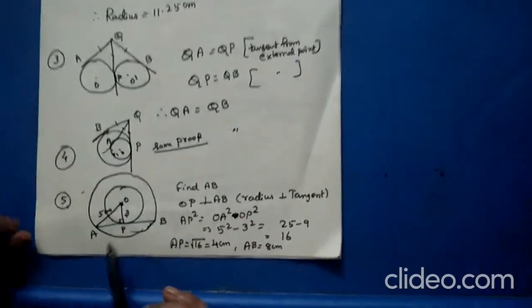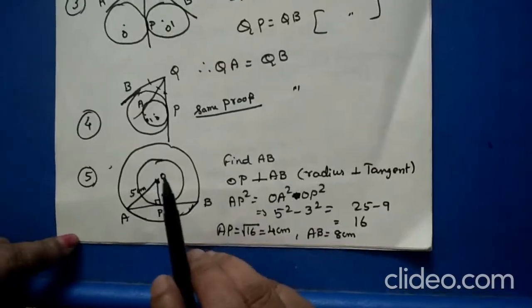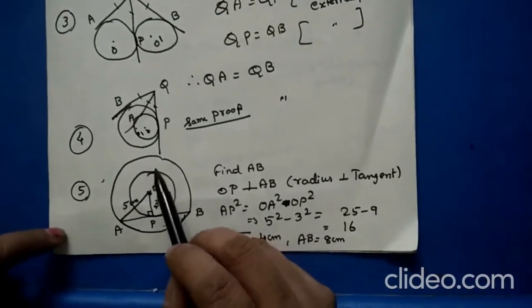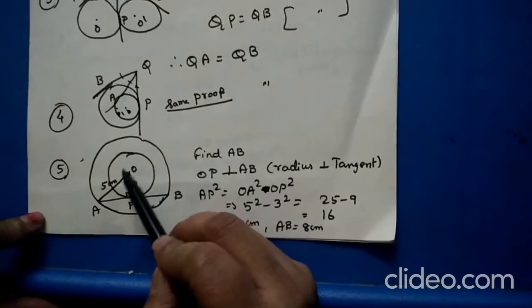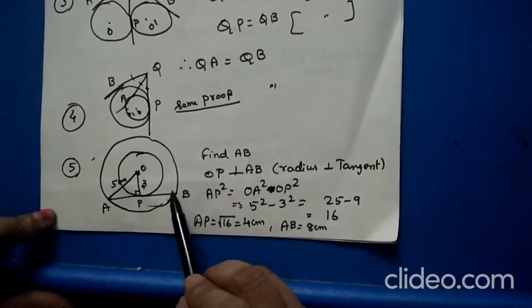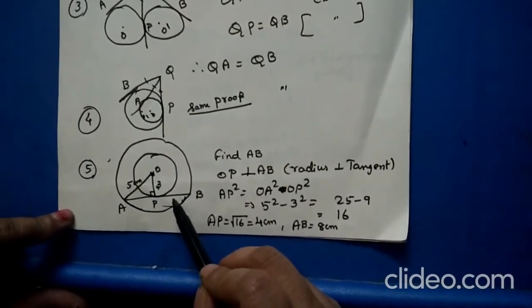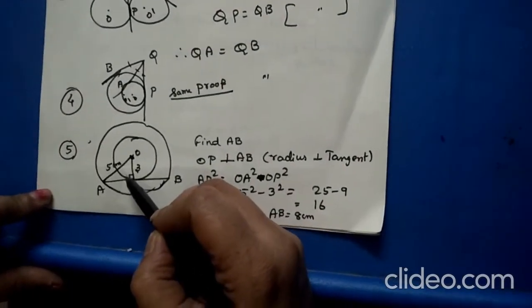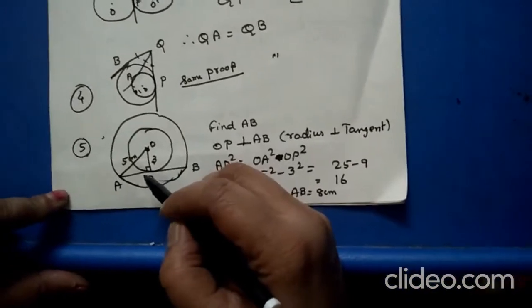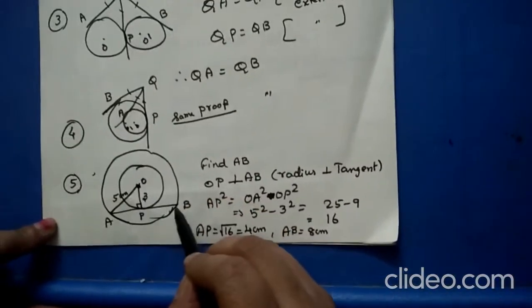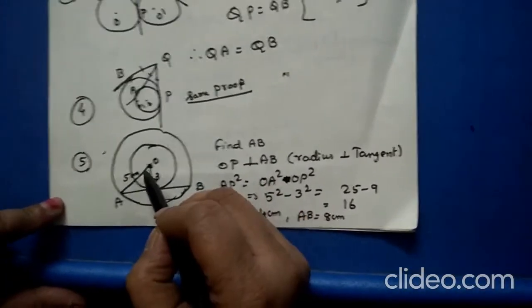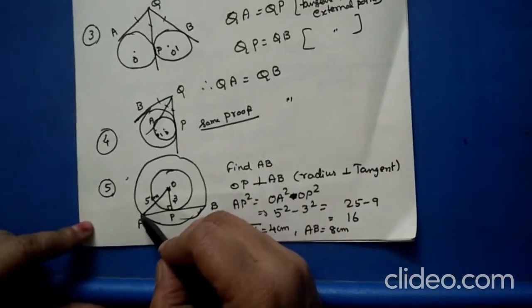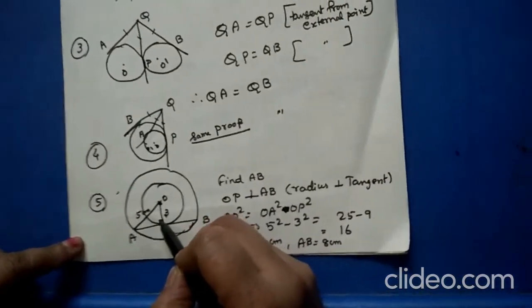Coming to the question number 5, this is the concentric circle. What is a concentric circle? Center is same and radii are different. Now, AB is the chord to the big circle, but it is the tangent to the small circle. Draw the radius. You know the radius is perpendicular to tangent. Therefore, OP is perpendicular to AB and OA is the radius of the big circle. Now, this is 90 degrees.